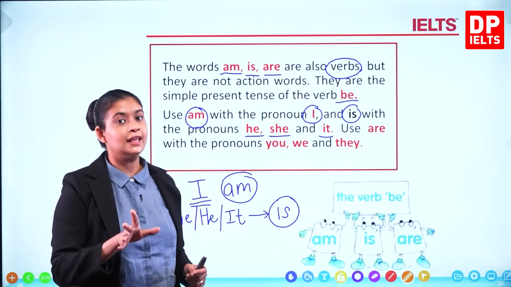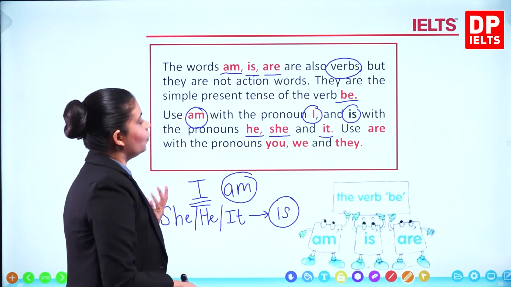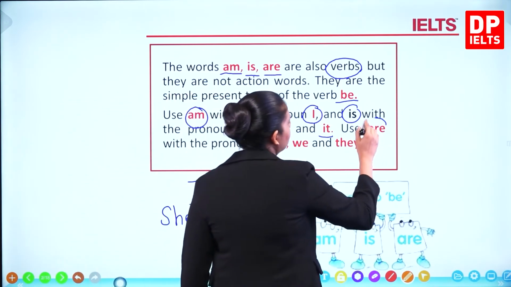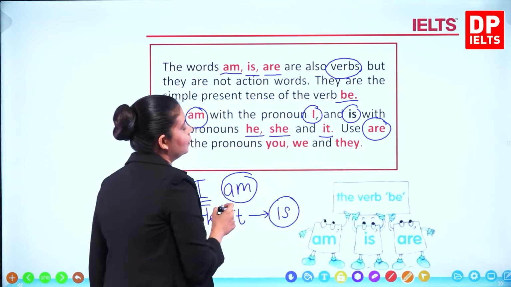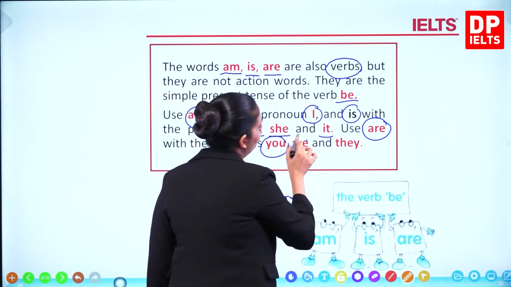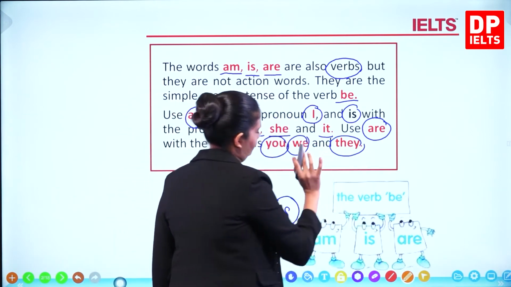Is singular. We use are with you, we, and they.